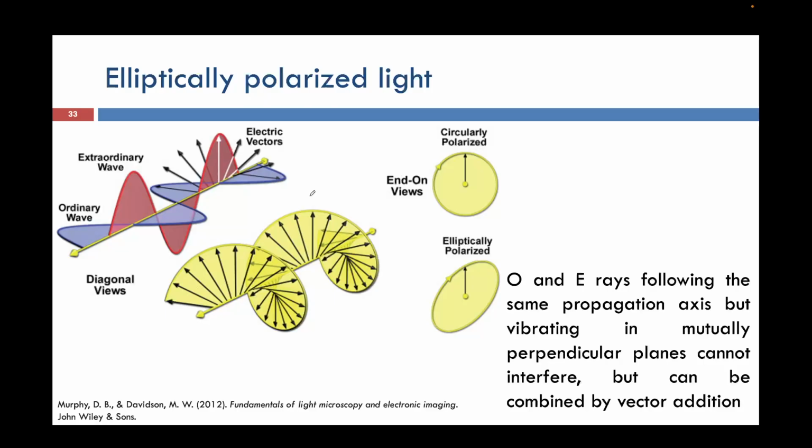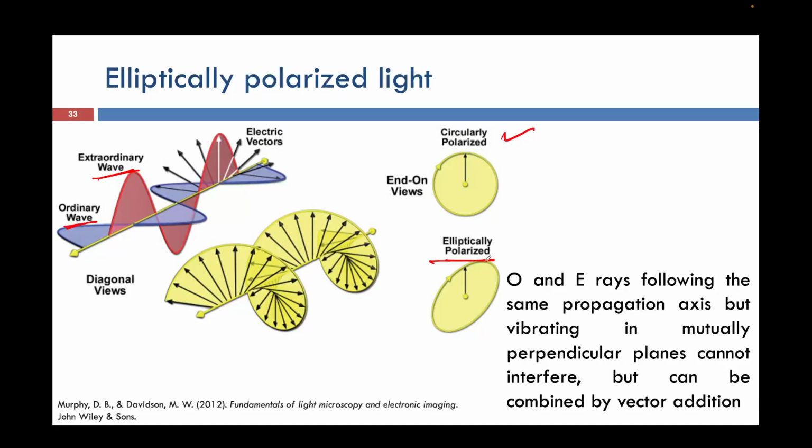Okay, this is about elliptically polarized light. Linearly polarized light I have told you about. The ordinary wave and the extraordinary wave cannot completely merge with each other, but if they propagate along the same axis and vibrate in mutually perpendicular directions, then they add by vector addition, and you will get elliptically polarized light. This is as opposed to circularly polarized light. How linearly polarized light is generated I have told earlier.